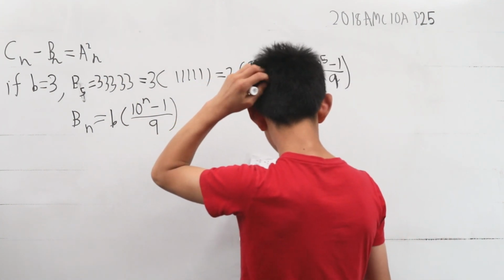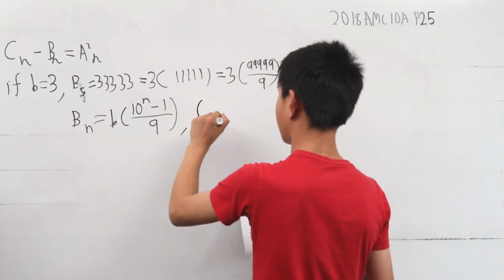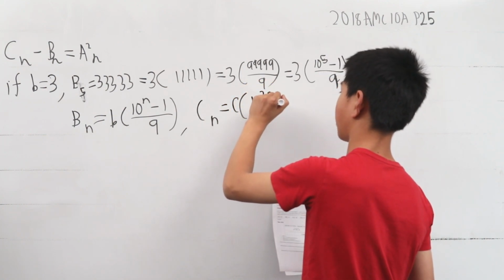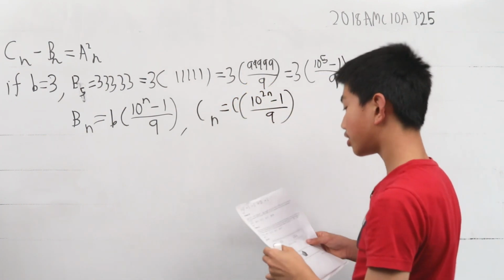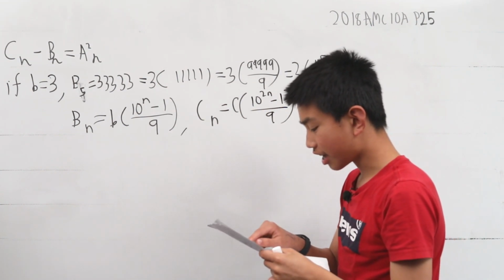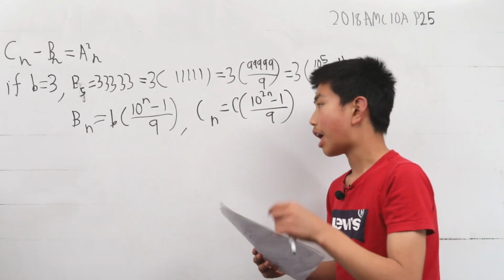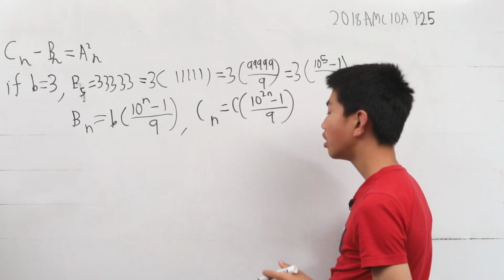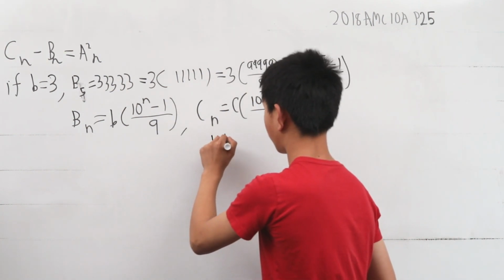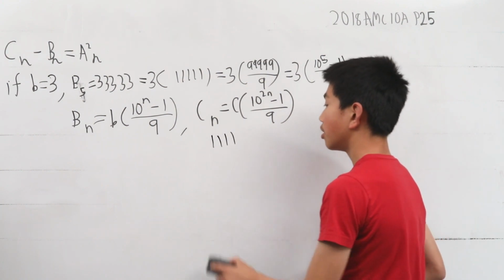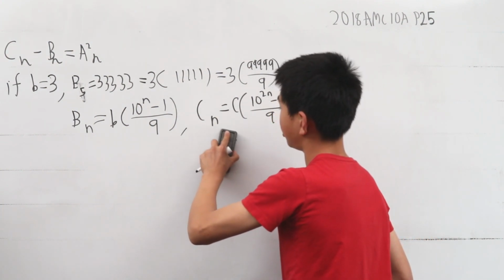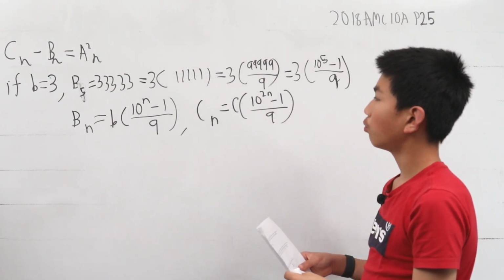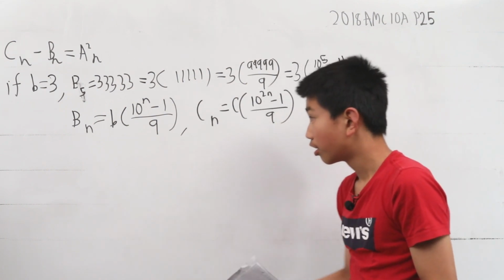That means c sub n is going to be c times 10 to the power of 2n minus 1 over 9. And this is true because it said c sub n is the 2n-digit integer, not n. Because if c was 1 and n was 2, it would be 1, 1, 1, 1, not 1, 1, because it's 2 times the number of digits. So this holds true.